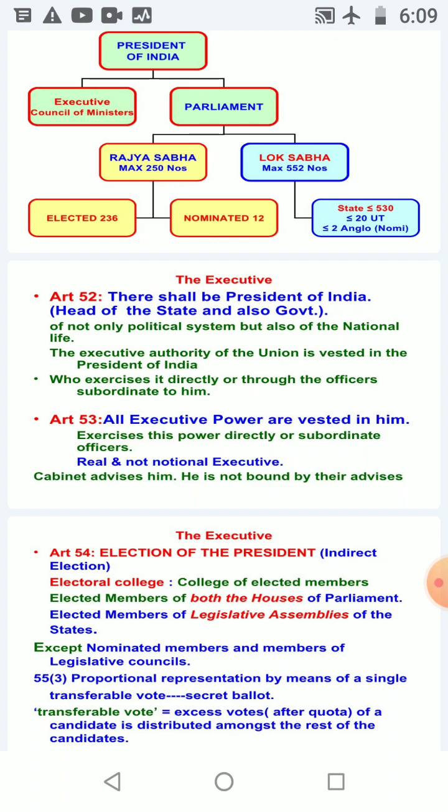Now, according to Article 52, the President of India is the nominal head of the state. So the executive authority of the union is vested in the President of India. From time to time, the cabinet advises him, but he is not bound by their advice. The Constitution of India vests the executive powers of the union formally in the President.